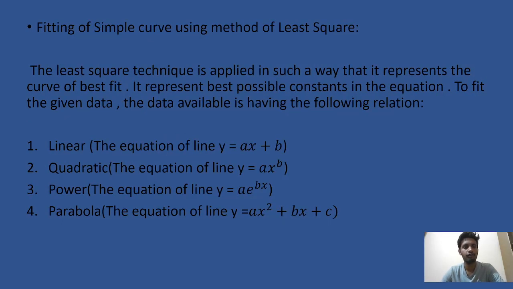So firstly, fitting of a simple curve using the method of least squares. The method of least squares is applied in such a way that it represents the curve of best fit. It represents the best possible constants in the equation to fit the given data. The data available has the following relations. Linear has the equation y equals ax plus b, quadratic has y equals ax to the power b, power has the equation y equals a e to the power of b into x, and parabola has the equation y equals ax square plus bx plus c.